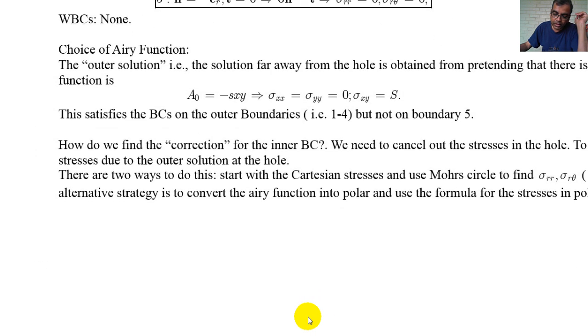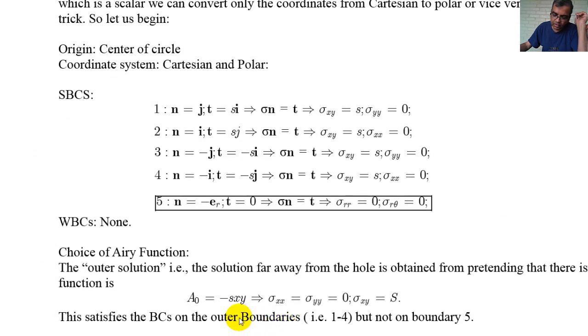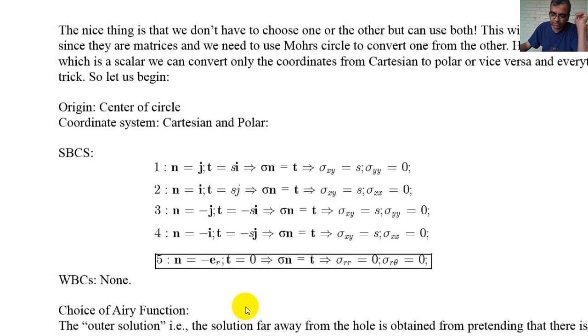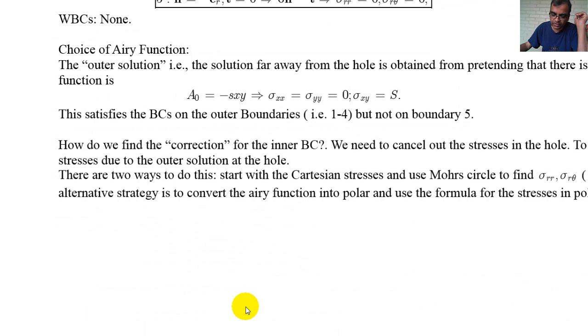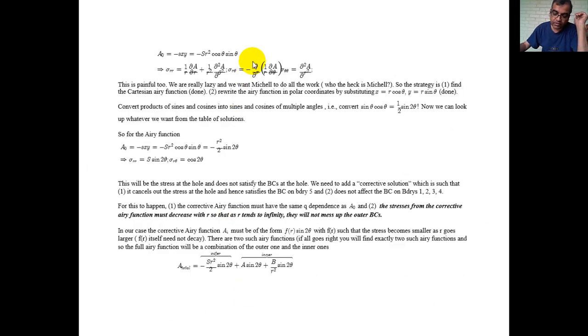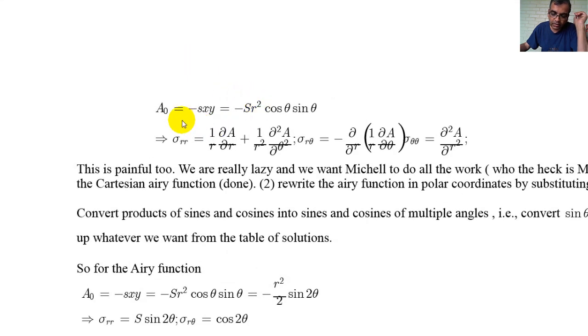So the way we do the corrections is to start with this and convert this x and y into r and theta. That's what we are going to do first. So the first thing to do is convert x and y into r and theta. A naught equal to minus s x xy, which is minus s r squared cos theta sin theta. Sigma rr, you can calculate it. Sigma theta theta, and so on, everything is calculated.